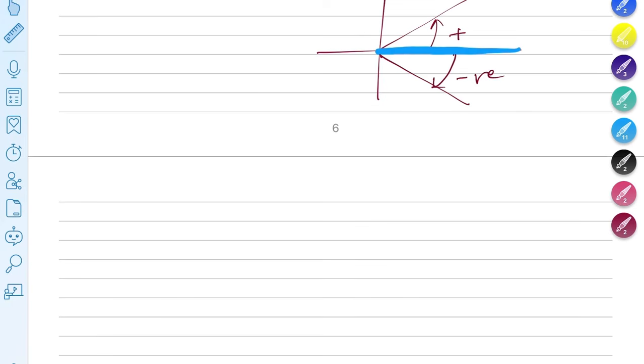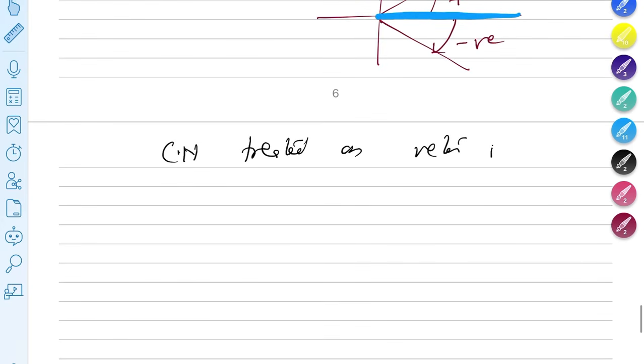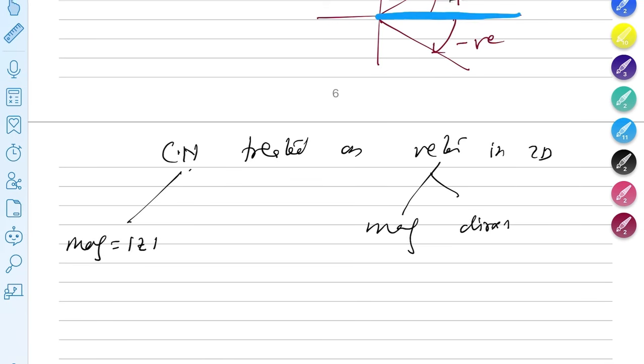I will start the direction part next time, but before ending we can say that a complex number is treated as a vector. That is important. Why do we treat it as a vector? A vector in 2D, basically. A vector has a magnitude and a direction. Same with a complex number: it has a magnitude, which is called the modulus, and it has a direction, which is called the argument.